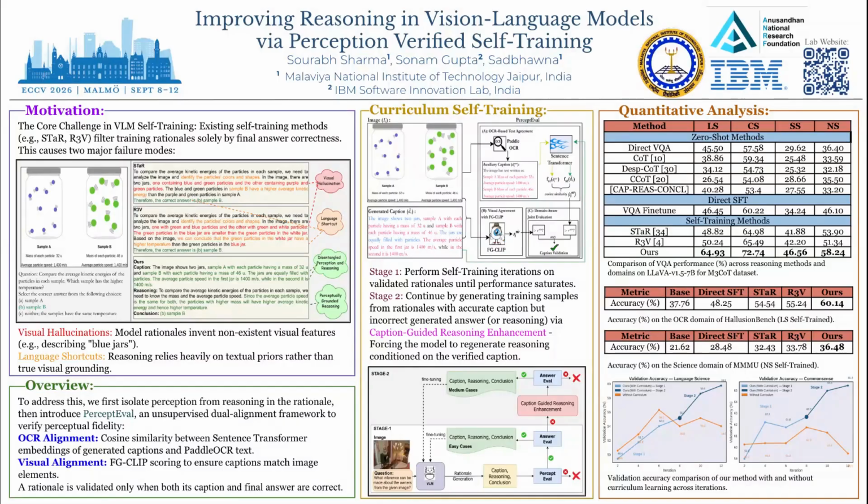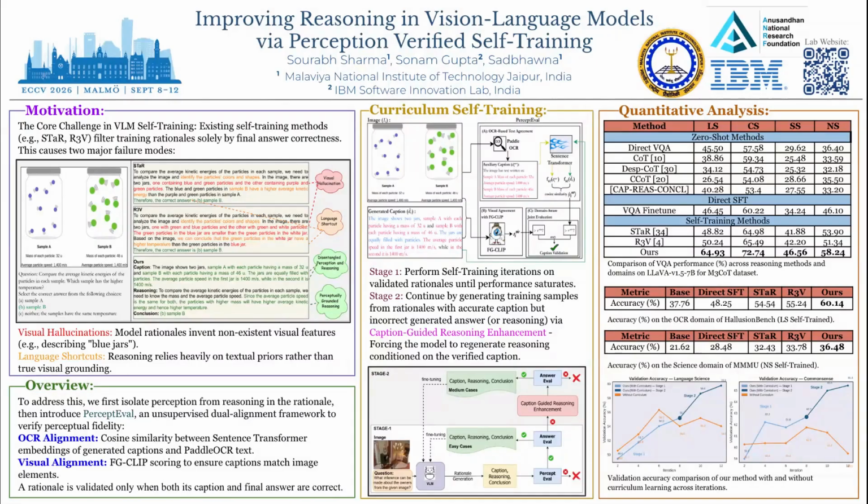Direct SFT means directly tuning the model on only the ground truth or golden answers, and self-training methods improve the reasoning of the model through different self-training approaches. We performed the official implementation of STaR and R3 to present their results. As you can see, our method has performed the best across all the domains and across all the other baselines. All these results are carried out on the LLaVA 1.5 7 billion model.